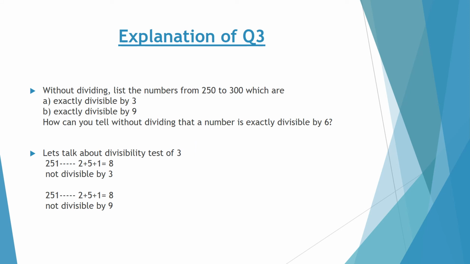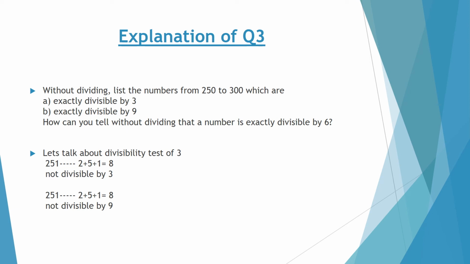Now, explanation of question number 3, which is your today's homework. Without dividing, list the numbers from 250 to 300 which are exactly divisible by 3, exactly divisible by 9, and how can you tell without dividing that a number is exactly divisible by 6.